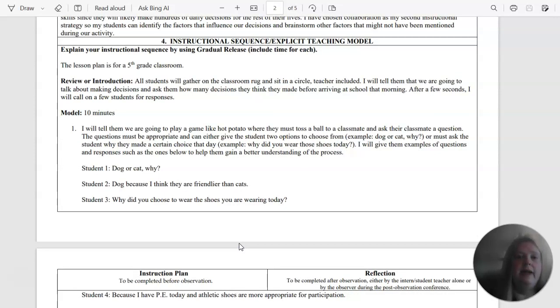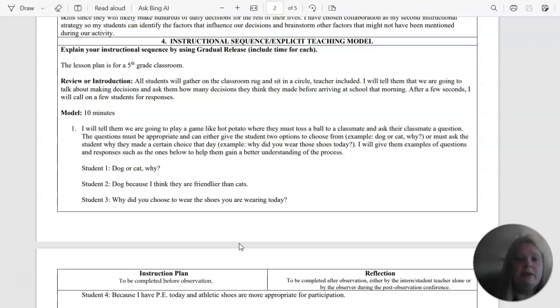At the beginning of the class, I just intend to have them all sit together with me on the rug in a circle. I'm going to tell them that we're going to talk about making decisions and ask them how many decisions they think that they made even before they made it to school that morning. After a few seconds, I plan to call on students for responses. And then we're going to talk about the activity and begin our game.